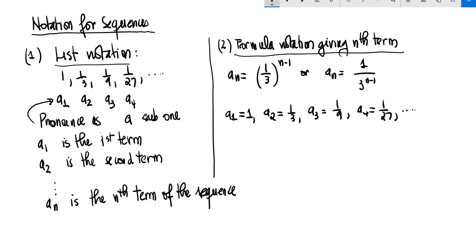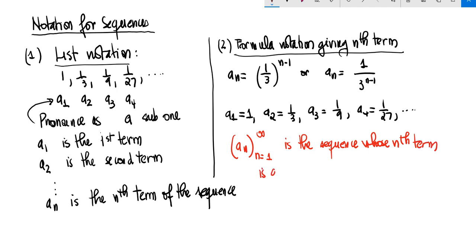But sometimes, once you have a sequence which is given to you in formula notation, we'll write the sequence as follows. The sequence a sub n, with n running from 1 all the way till infinity, is the sequence whose nth term is given by 1 over 3 to the power n minus 1.